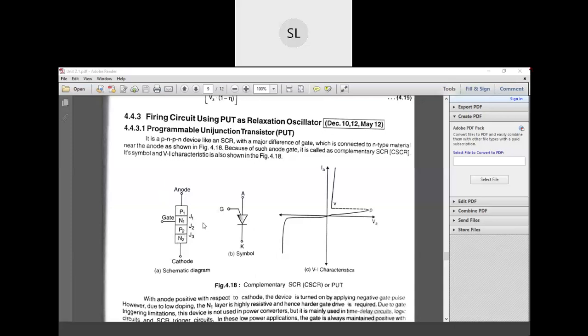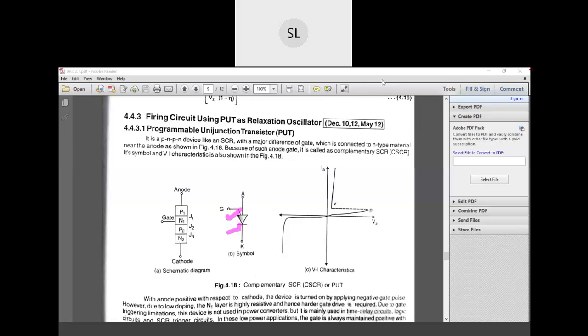The symbol is also quite similar to that of the SCR, but the main difference is the gate terminal. In the case of the SCR, the gate terminal is at the cathode side, but in the case of the PUT, the gate terminal is present at the anode side. That is the most important difference between the SCR and this PUT. That is why it is also called a complementary SCR.